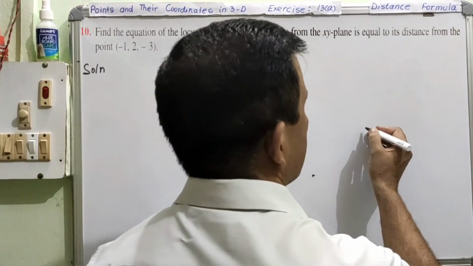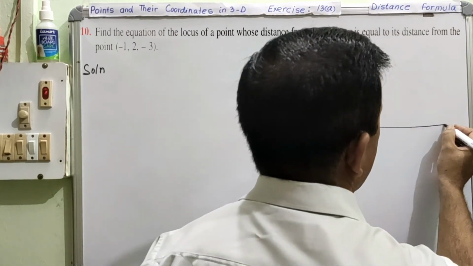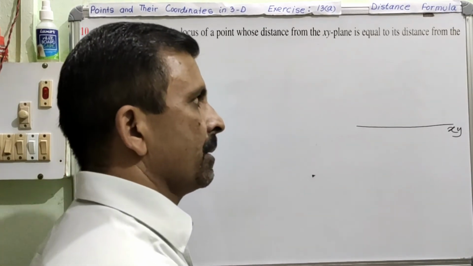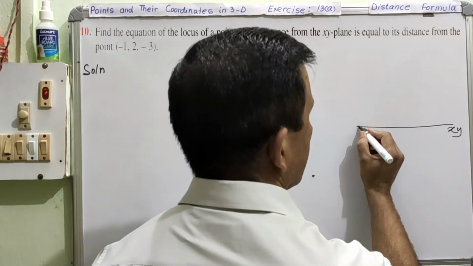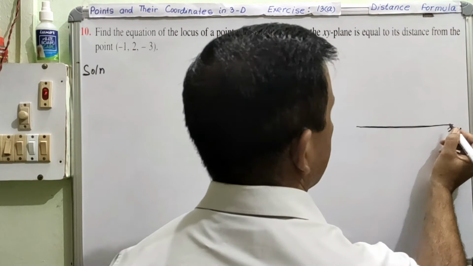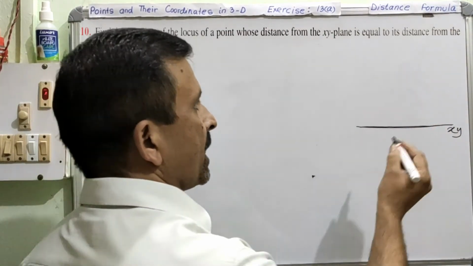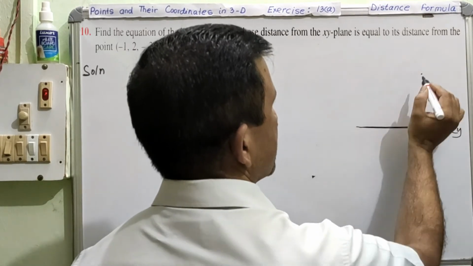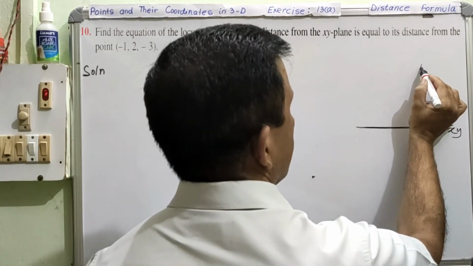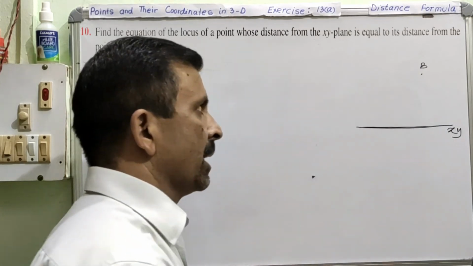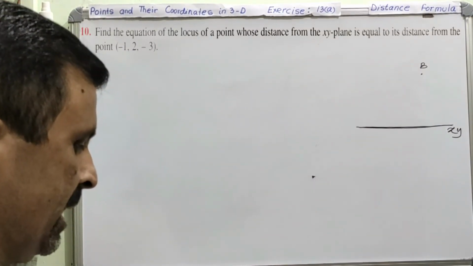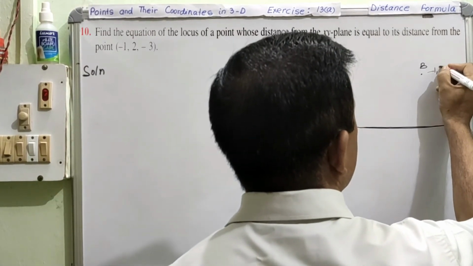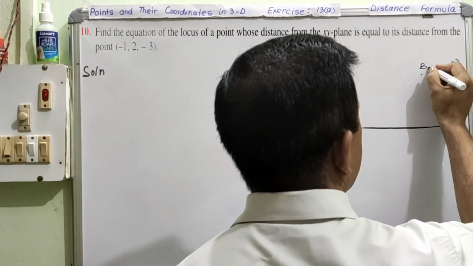Let us say that this is the XY plane. This is your XY plane. Is this very clear? And then you have one point here. Mark this point as, say, B. This is the point whose coordinates are given as negative 1, 2 and negative 3.